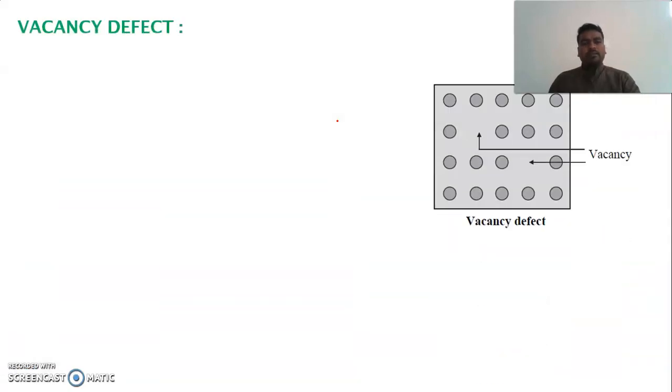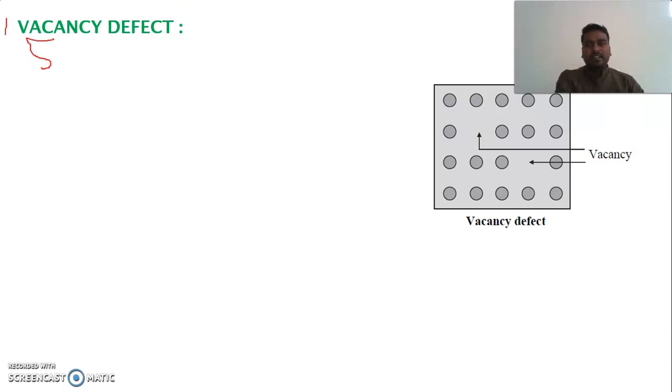So as I said, this stoichiometric defect is classified into four categories. One is vacancy defect, interstitial defect, Schottky defect, and Frenkel defect. Let us see one by one. So the first one is vacancy defect.